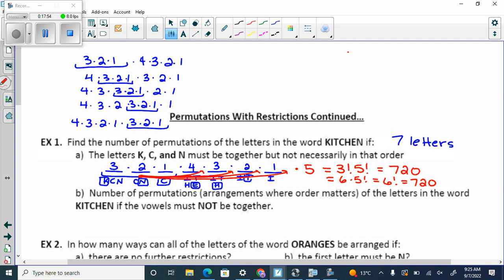They might say, determine all the ways that you can do this in the form a factorial, b factorial, where a is less than b.